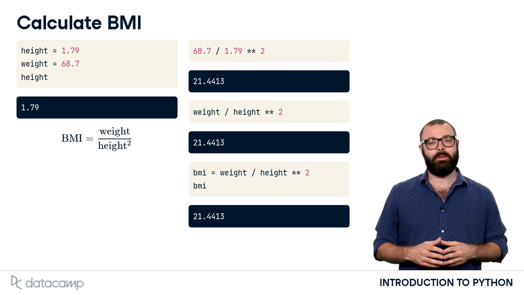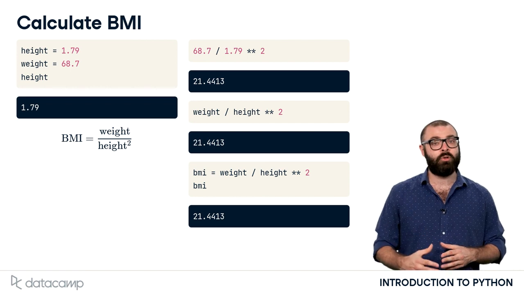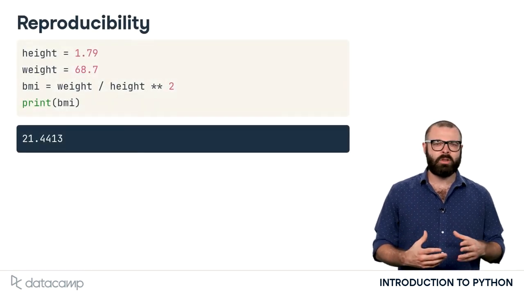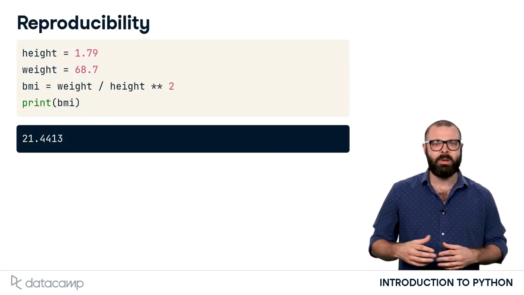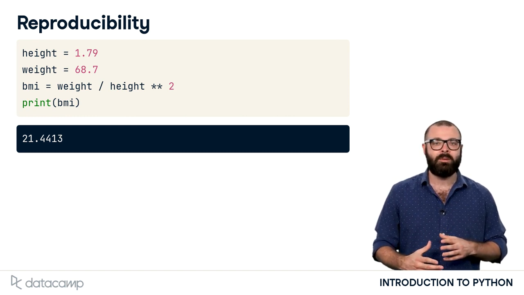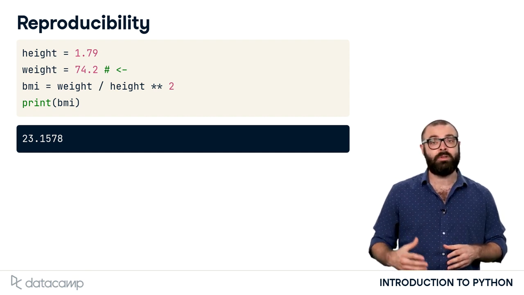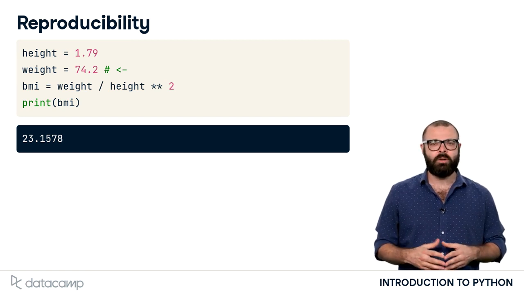In Python, variables are used all the time. They help to make your code reproducible. Suppose the code to create the height, weight, and BMI variables are in a script like this. If you now want to recalculate the BMI for another weight, you can simply change the declaration of the weight variable and rerun the script. The BMI changes accordingly, because the value of the variable weight has changed as well.